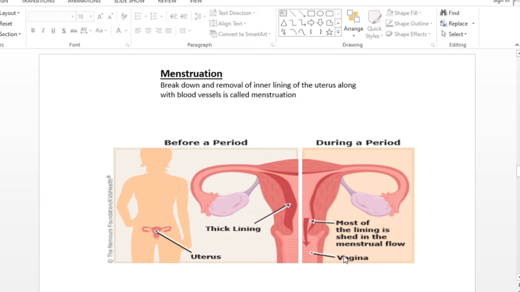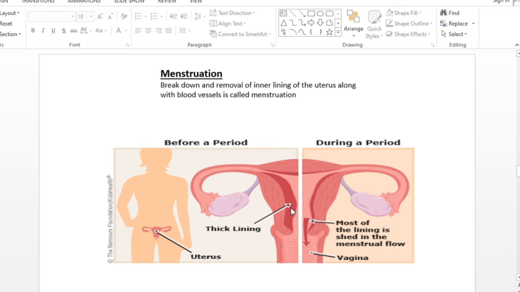For that reason, during the process of ovulation, the inner lining of the uterus becomes thick and soft with a lot of blood capillaries. In this picture, you can see the very thick inner lining of the uterus. This uterus is already ready for receiving the fertilized ovum.